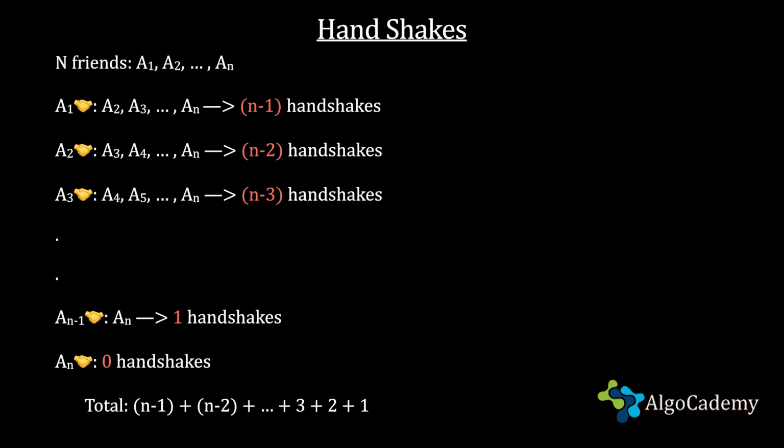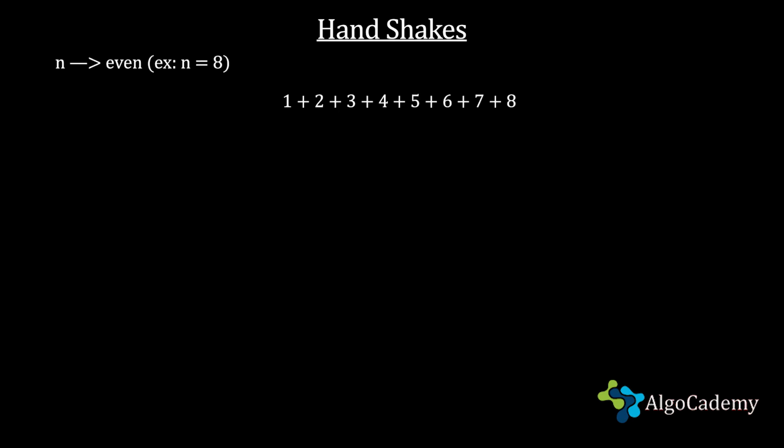Some of you might already know this. This is called the Gauss sum, and the formula is n times n minus 1 divided by 2. But if you don't know about it, don't worry, we will prove it right now because it's very simple. Let's take the first case where n is even. For example, n equals 8.